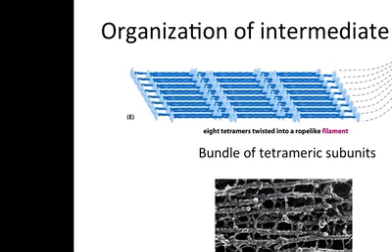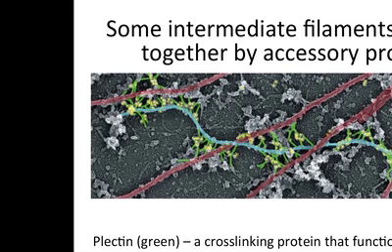So let's just go back to intermediate filaments for just a minute. They also need to be somehow anchored to the cell, right? And so there are some accessory proteins that hold intermediate filaments together and also anchor them to microtubules and actin and kind of bring everything together in terms of the cytoskeleton.